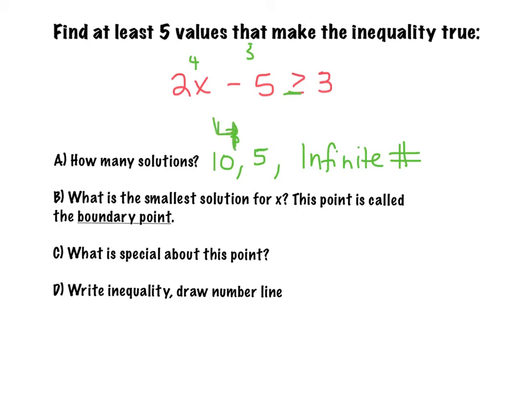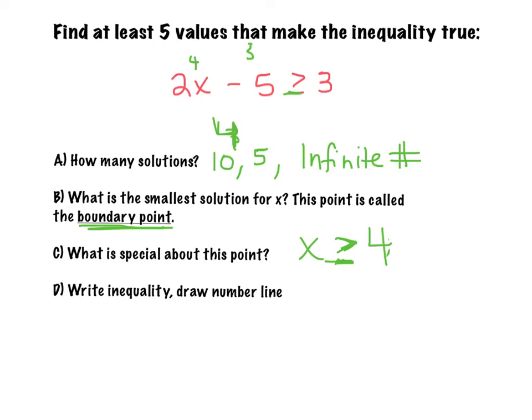All right, that point is called a boundary point. Okay, now that point is special because that helps me say, well, what are all the other numbers that work? Well, I know it's every number bigger than 4, or it can be equal to 4. All right, so that's called a boundary point. And again, that's special because that tells us that's where the numbers start, and then I either go up or down from there.